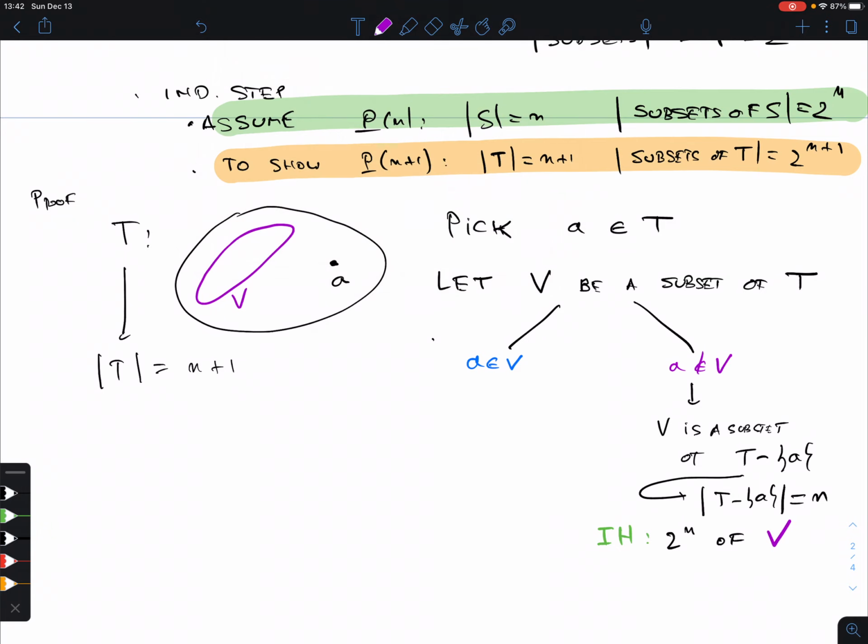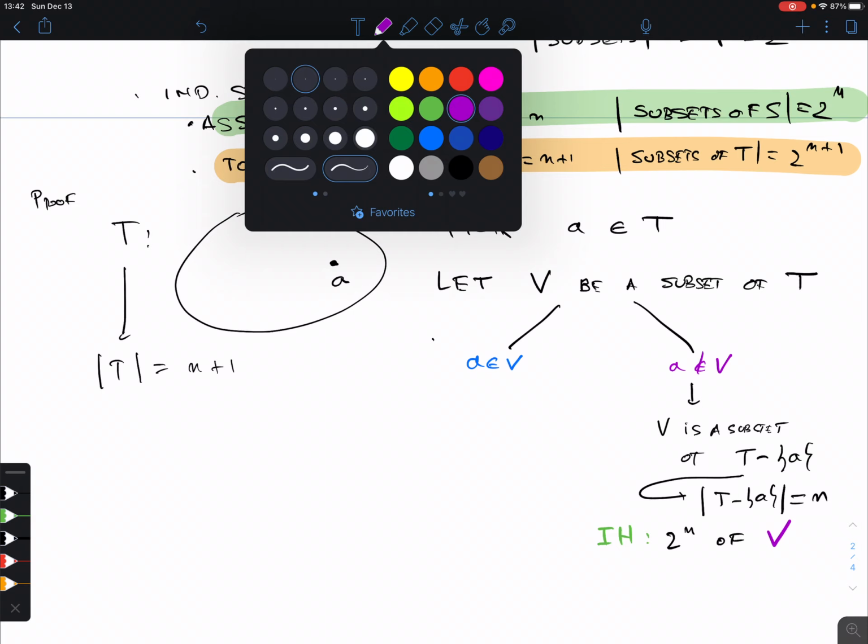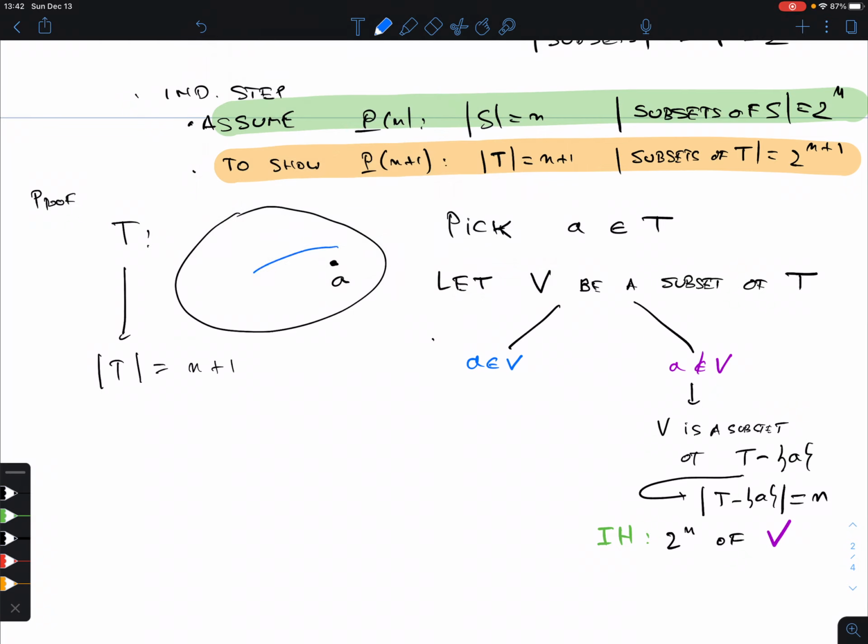What about the blue V's? Okay, so let's now draw a blue V. So how does a blue V look like? A blue V must look like that, right? Now let's look at the following. Let's look at V minus A, because A is in there, so I can remove it. Okay? What do I get then?